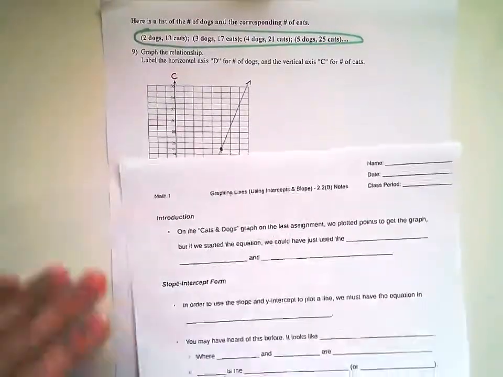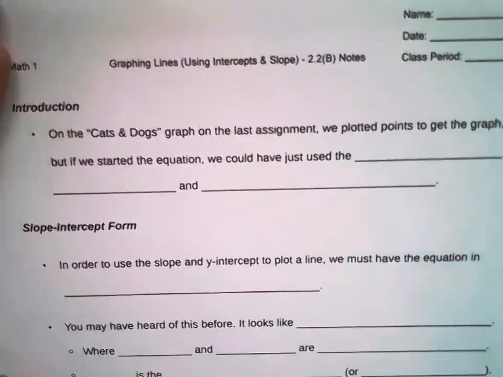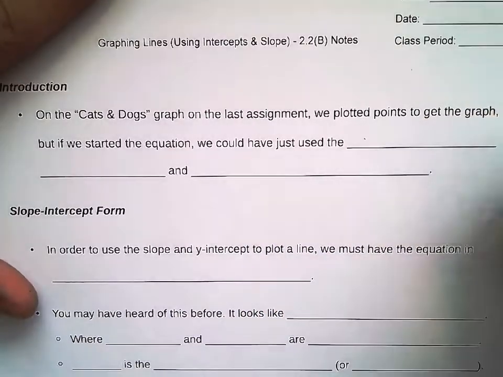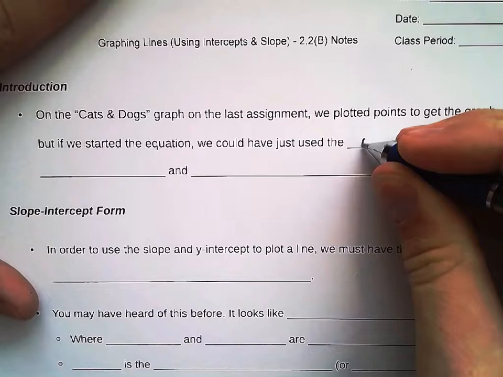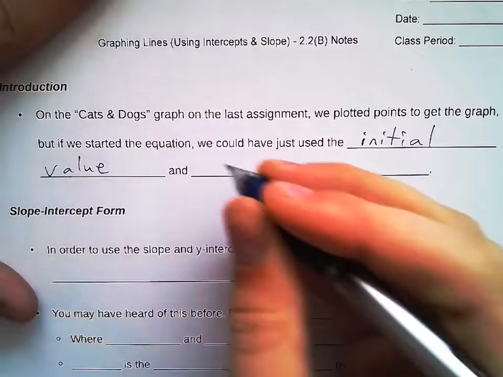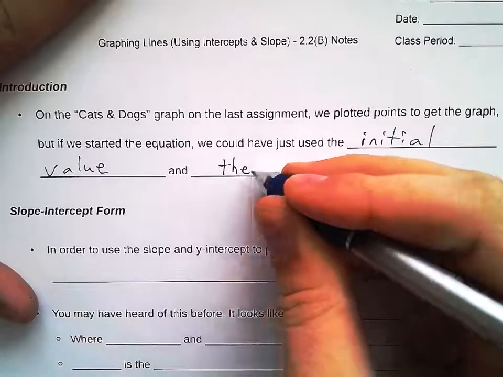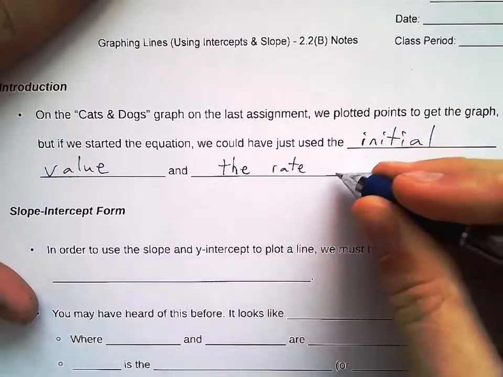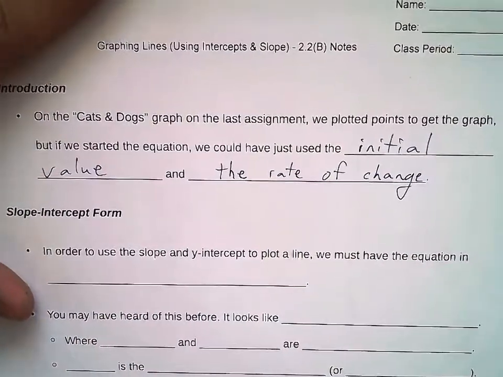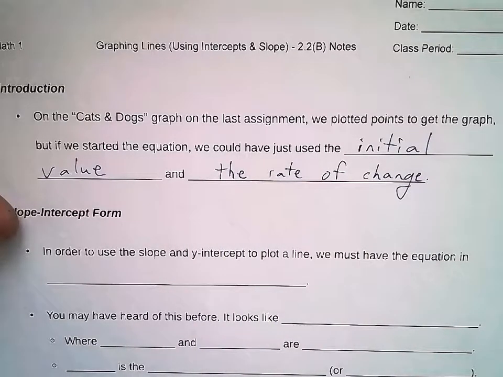Okay, so in this blank on your notes worksheet at the top, I'm going to say we could have just used the initial value, which was the 5, and the rate of change. If we know those 2 things, that can tell us the whole line.